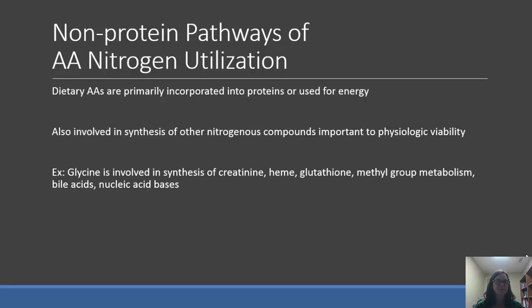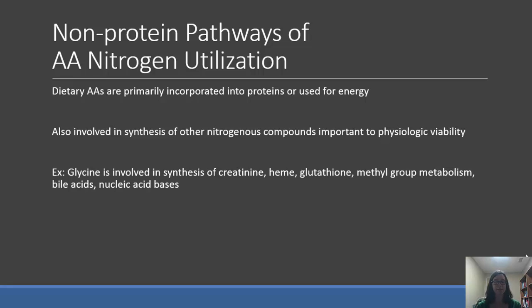So we also have non-protein pathways of amino acid nitrogen utilization. Amino acids that we get from the diet are primarily either synthesized into proteins that we need for the functions we've discussed, or they're used for energy. However, because they are our main source of nitrogen, they're also involved in the synthesis of other nitrogenous compounds that are important for physiologic function.